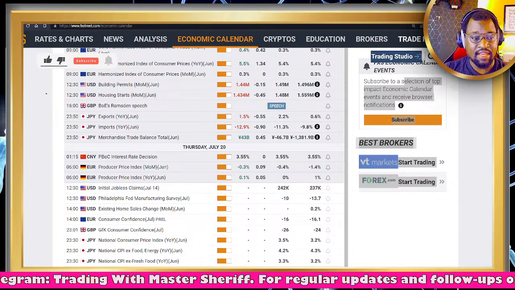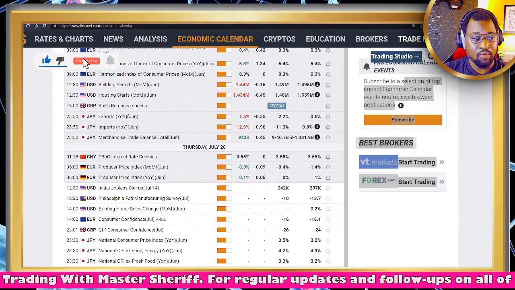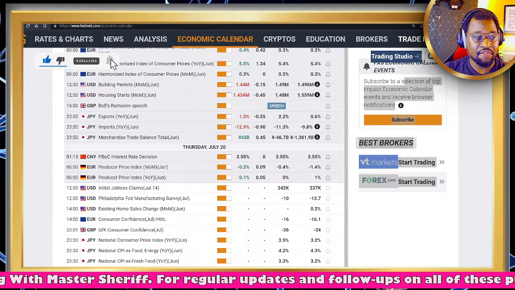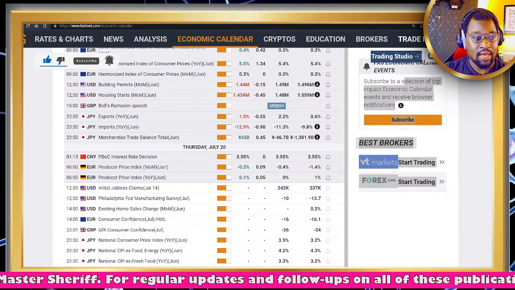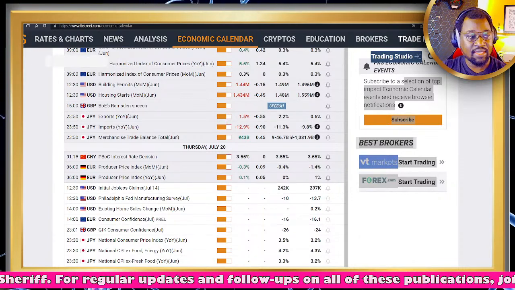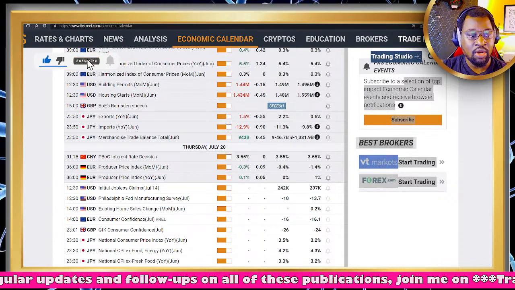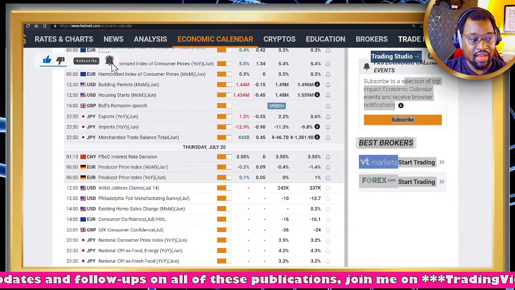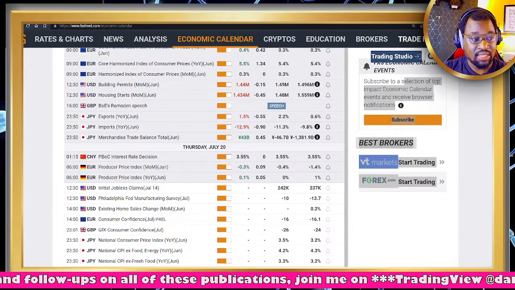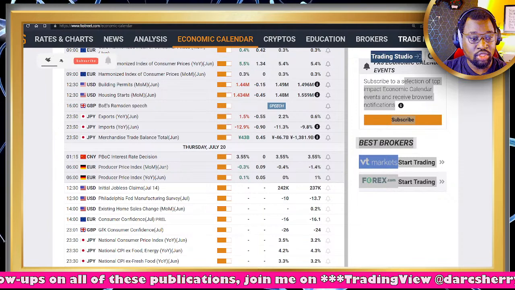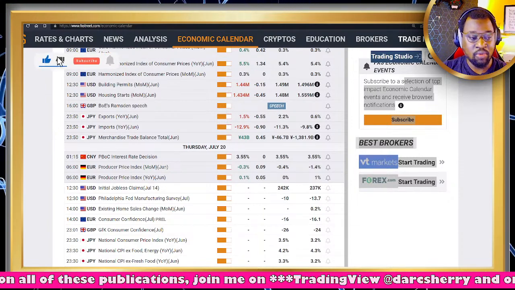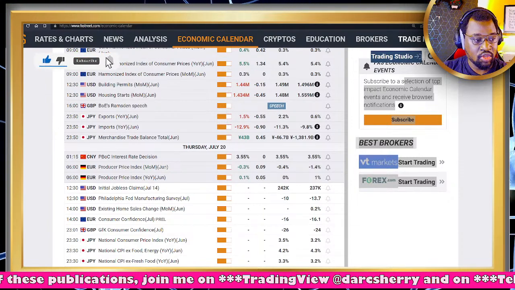Then we also have the Philadelphia Fed Manufacturing Survey, which is a diffusion index of manufacturing conditions within the Federal Reserve Bank of Philadelphia. This is another event that the majority in the market will be looking forward to, as it gives an insight into the economic situation of the US.